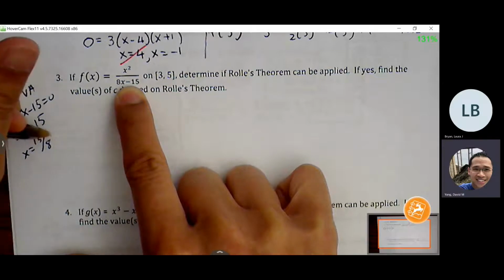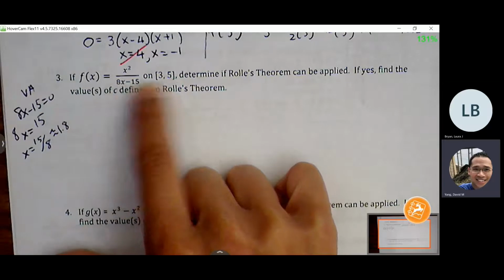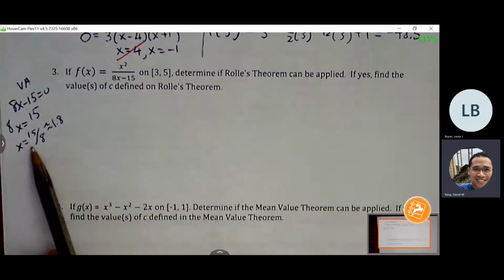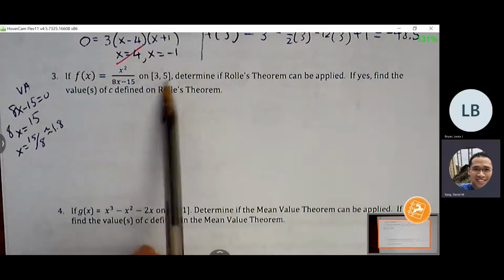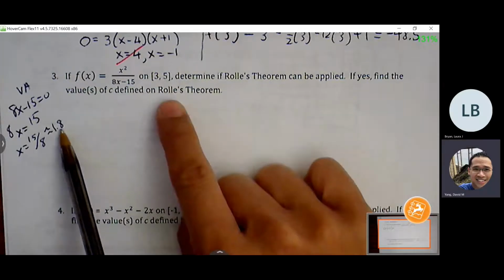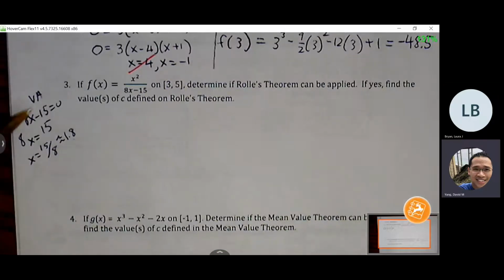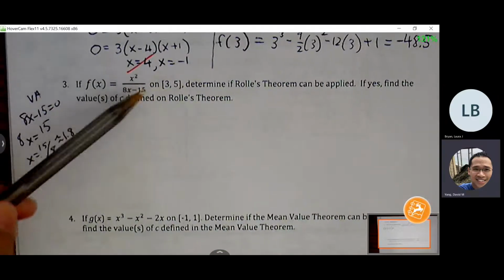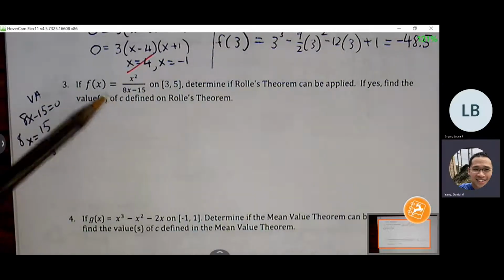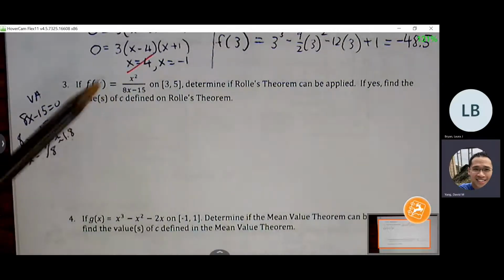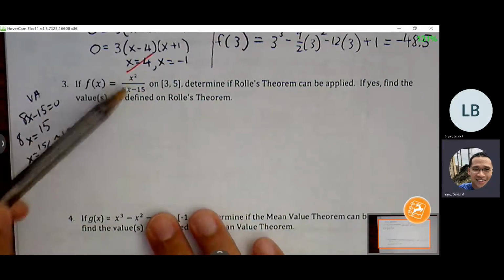And 15 over 8 ends up being around 1.8, a little bit less than 2, so we're safe, right? There's a break in the graph, but the break in the graph is safely outside of our interval. It's not going to impact our interval, so our function is continuous. And if our function is continuous, 90% of the time, it'll also be differentiable. There's only certain types of functions that will be continuous but not differentiable, so we don't have to worry about it here.